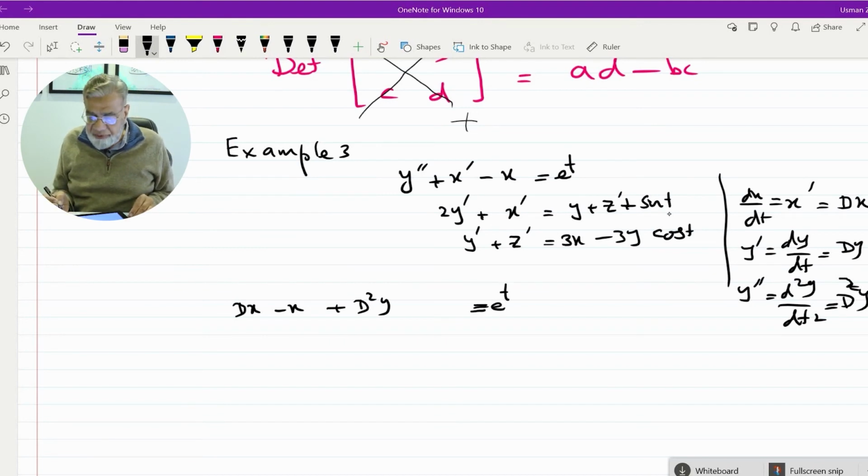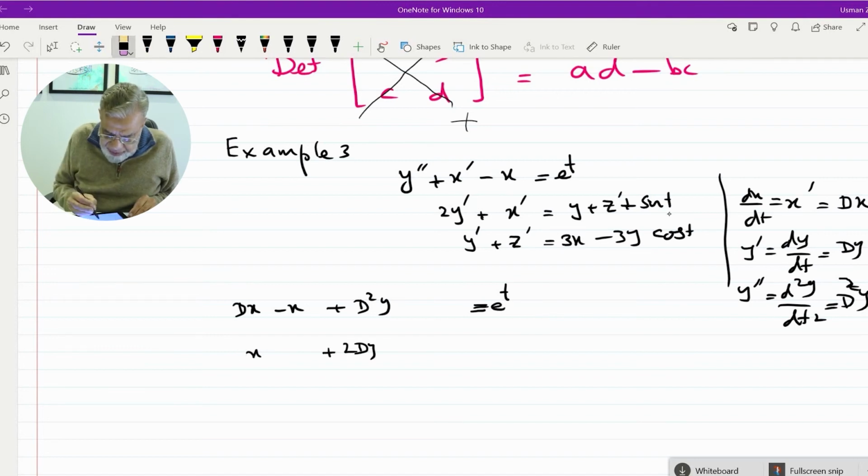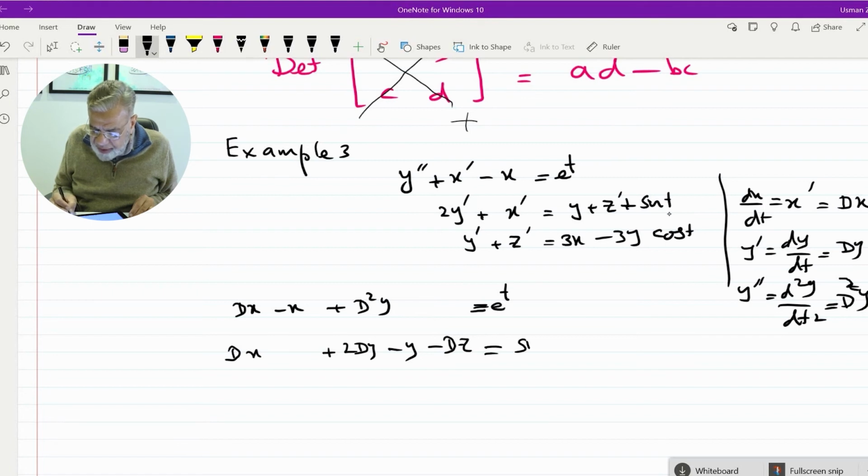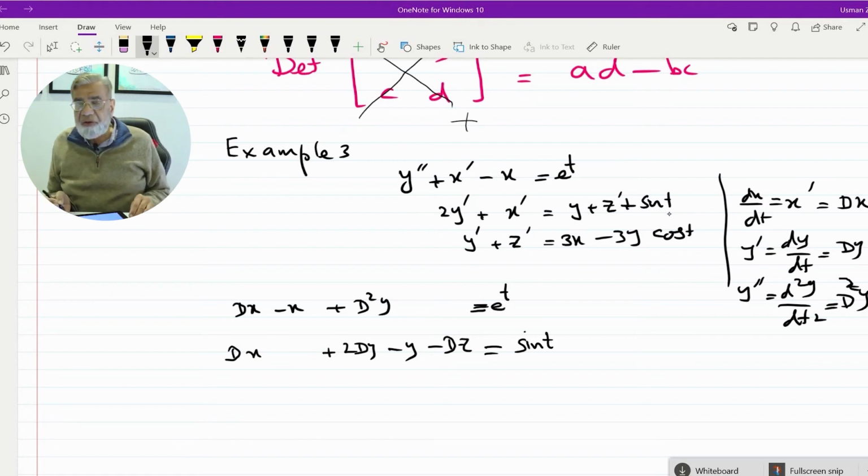We take the second equation. We have x dash, which gives dx, then 2y dash, which is plus 2dy. So we have dx, then minus y, taking it from the left hand side. Then minus z dash will come here as dz. On the right hand side we have the differential operator D, and this is equal to sine of t. We have the transcendental functions e to the t and sine of t, an exponential function and a trigonometric function.